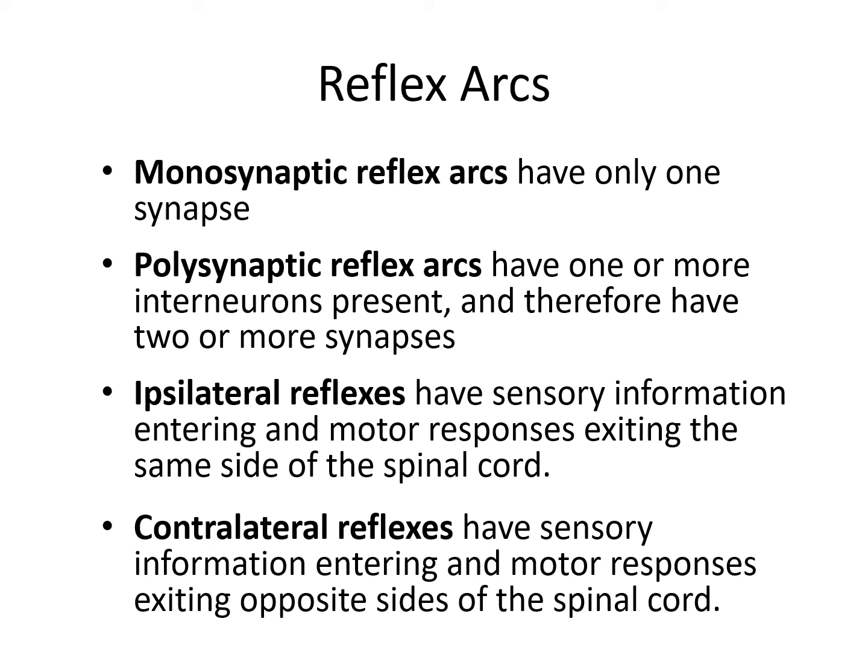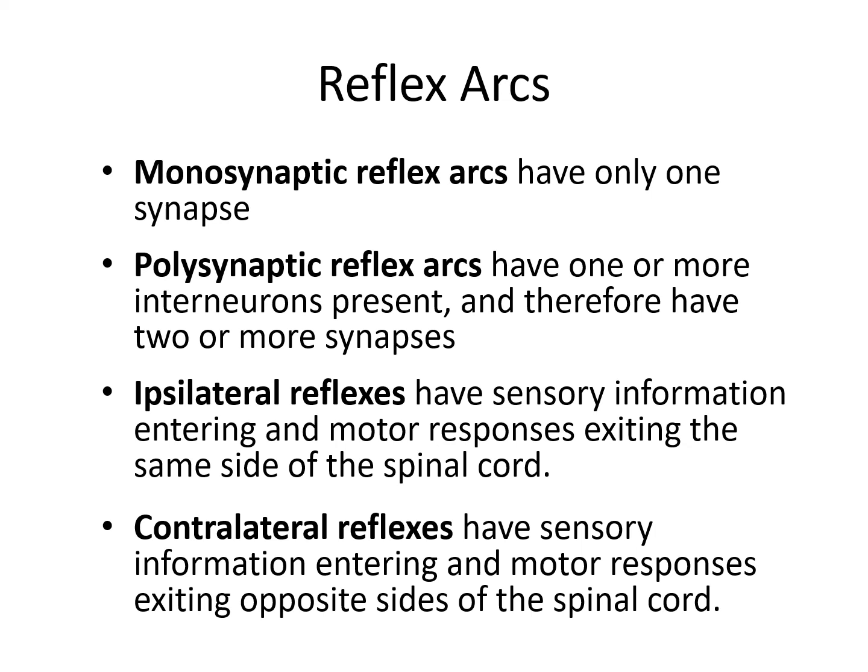We have our sensory cell, and it will directly cause a motor neuron to fire. We can have polysynaptic reflex arcs. In this case, again, we have our sensory input, we have our motor output, but we have 1 or more interneurons. So the arc that we just looked at, there was 1 interneuron. This is the simplest polysynaptic reflex arc we can have.